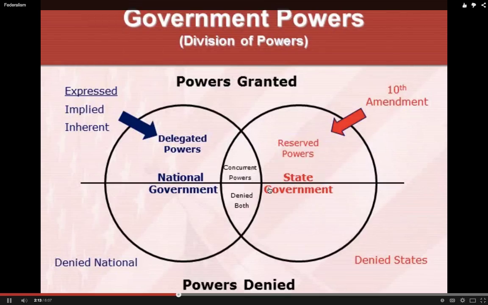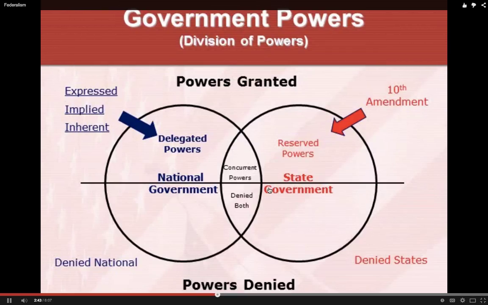Power to declare war, power to coin money, power to raise an army. Those types of things are all expressed. Implied powers come from Article 1, Section 8, Clause 18. This is also known as the elastic clause or the necessary and proper clause, and we'll look a lot at that while we're in class. Some of those things are like building roads and highways and things like that.